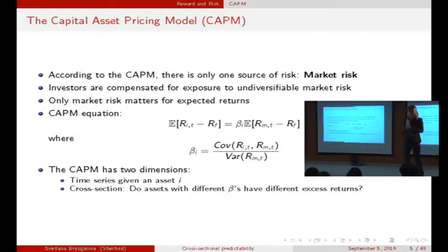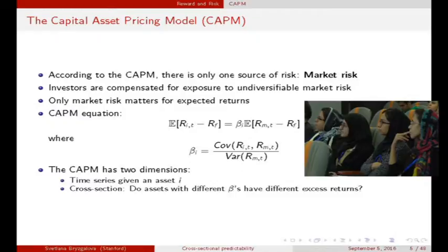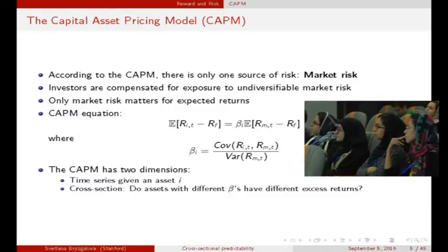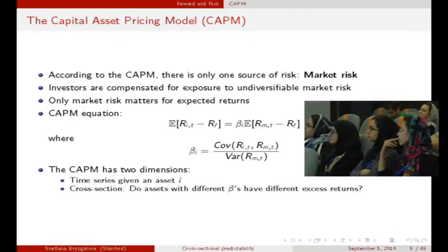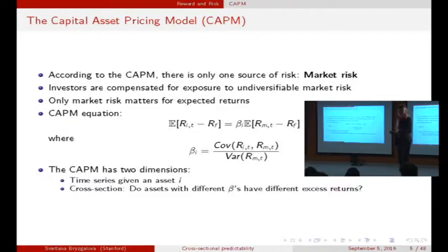What should explain why small caps, on average, are going to have a higher rate of return compared to large caps? What should explain why some other stocks, let's say value stocks, have returns higher than the growth stocks?